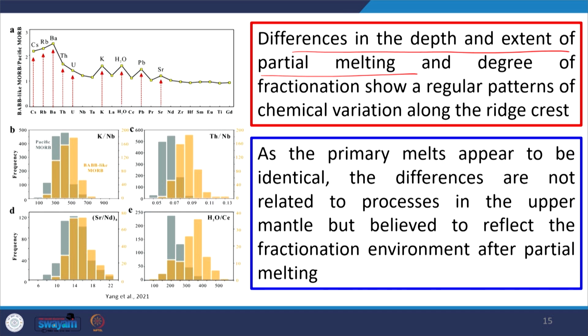As the primary melt appears to be identical, the differences are not related to processes in the upper mantle, but are believed to reflect the fractionation environment, that is, after the partial melting. So, these are the chemical changes that this tholeiitic basalt or mid-oceanic ridge basalt of different ridges, and within a ridge at different segments, shows, and how they are varying with the different regions which are cited here.